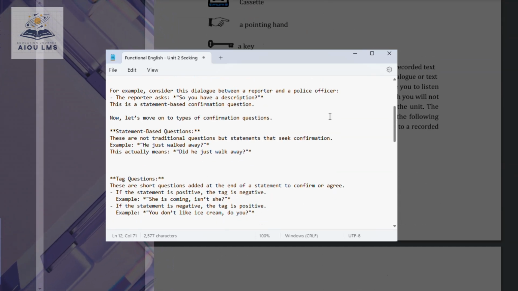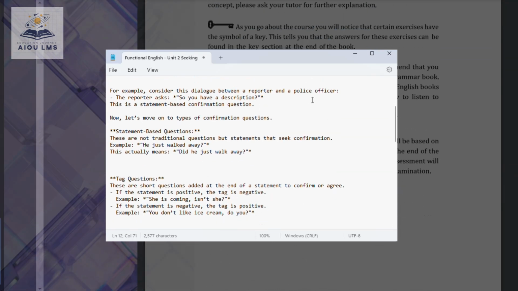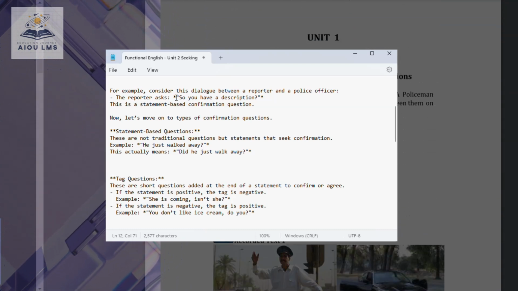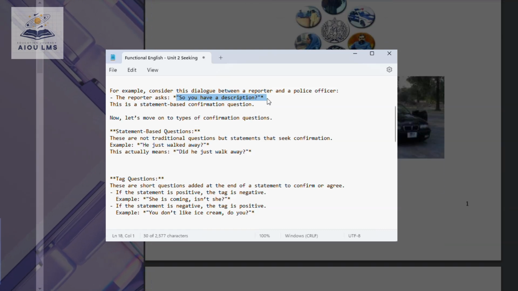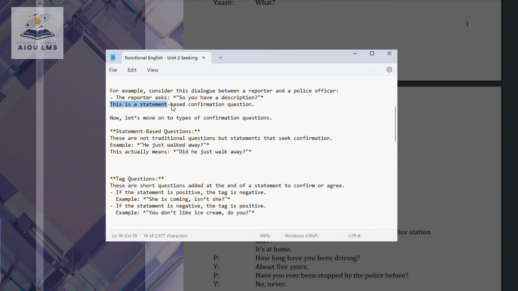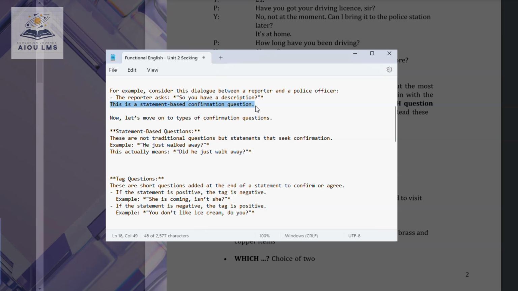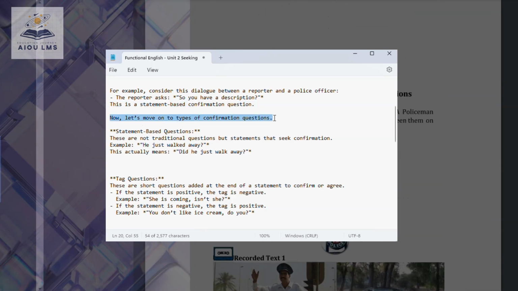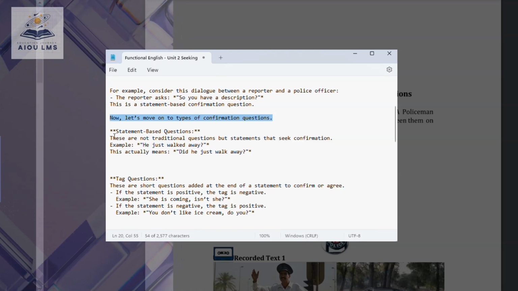For example, consider this dialogue between a reporter and a police officer. The reporter asks, "So you have a description?" This is a statement-based confirmation question. Now, let's move on to types of confirmation questions.